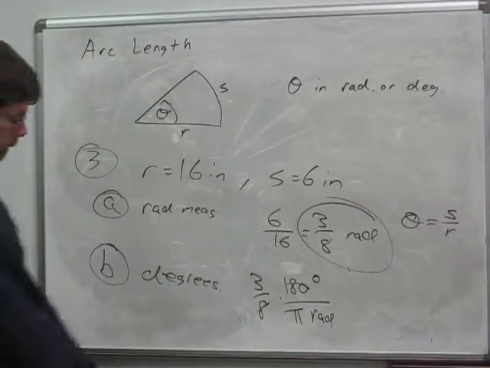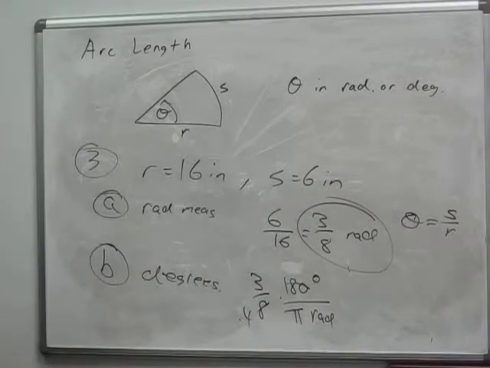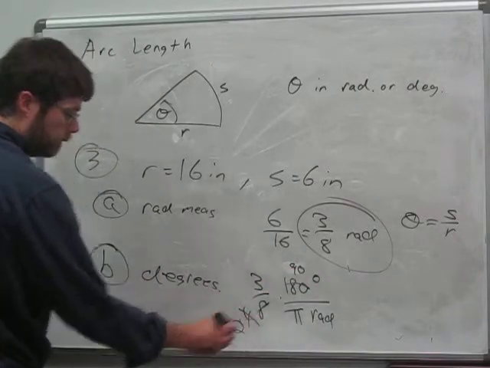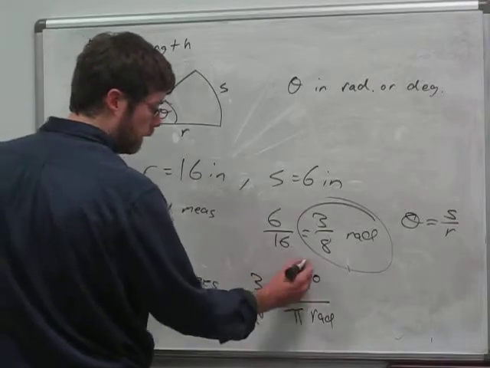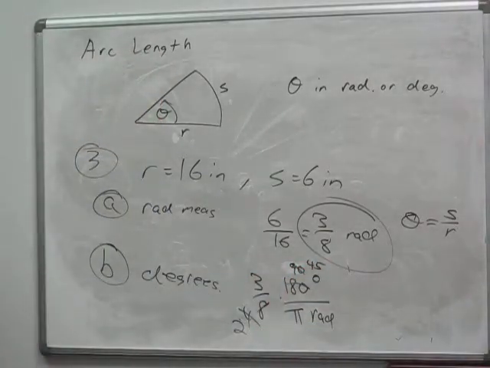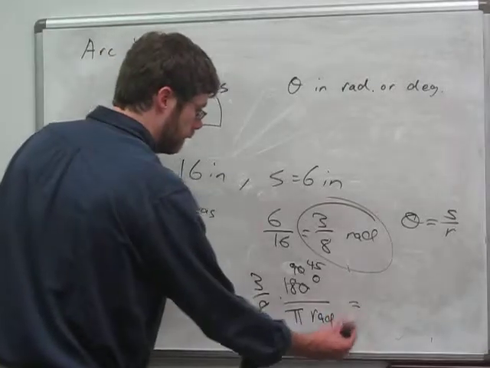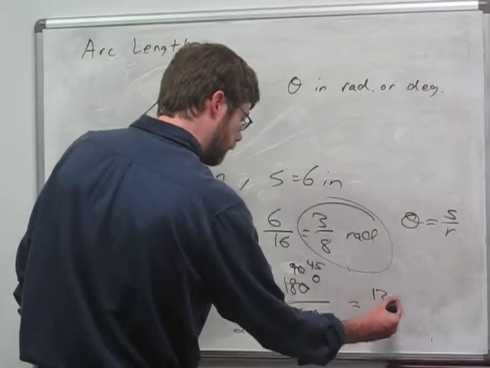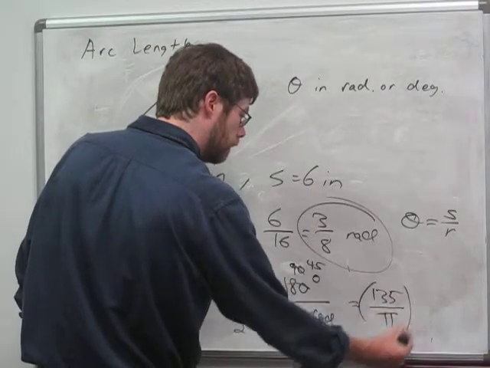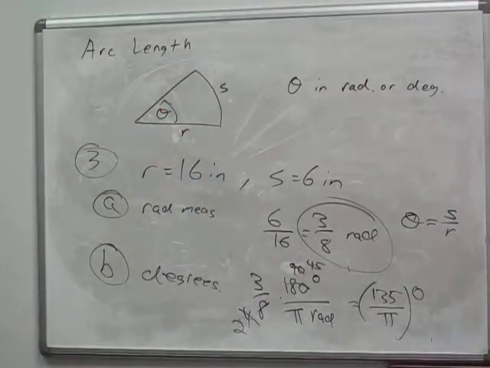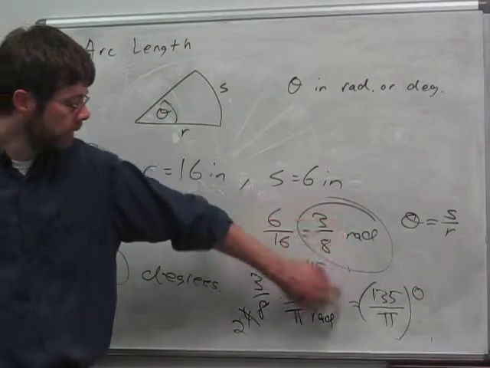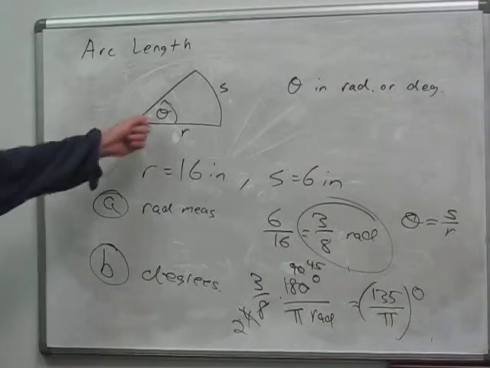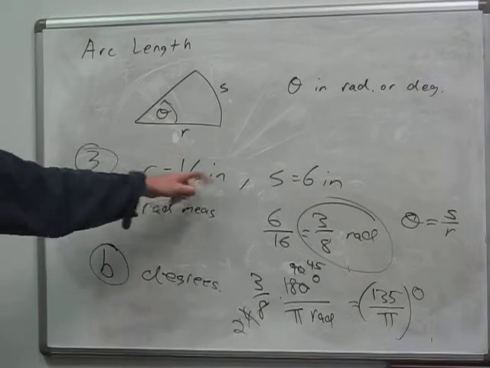Wait, let's back up. Let's do it by 2s. 2 goes into 8 4 times, into 180 90 times. 2 goes into 4 twice, into 90 45 times. So here we are going to get 135 over pi degrees. So 3/8 of a radian is the same thing as 135 over pi degrees. And that is going to be the angle measure with this radius and this arc length.